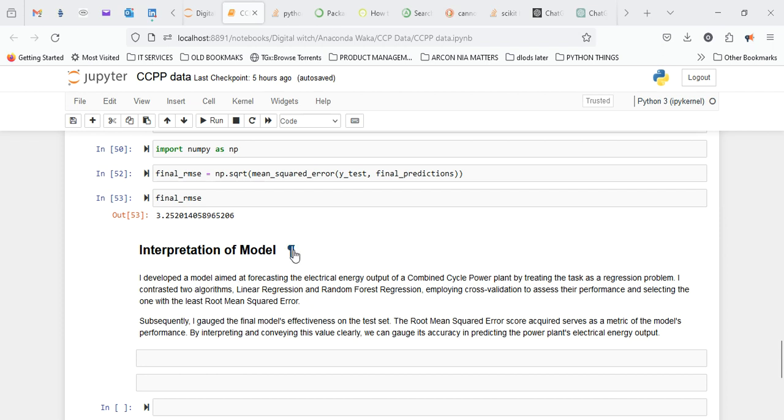Interpretation of model. I developed a model aimed at forecasting the electrical energy output of a combined cycle power plant by treating the task as a regression problem. I contrasted two algorithms, linear regression and random forest regression, employing cross-validation to assess their performance and selecting the one with the least root mean squared error. Subsequently, I gauged the final model's effectiveness on the test set. The root mean squared error score acquired serves as a metric of the model's performance. By interpreting and conveying this value clearly, we can gauge its accuracy in predicting the power plant's electrical energy.